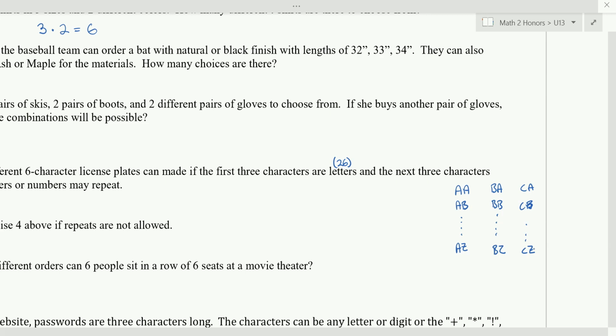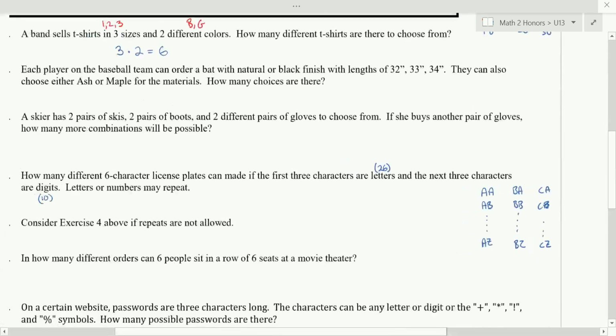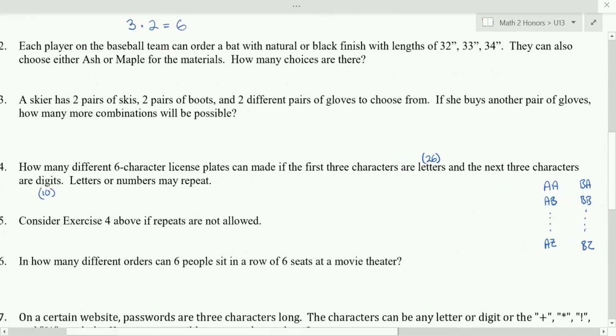That's just 2. Now we've got 6 characters that we want. But again, the fundamental counting principle says, hey, you multiply your possibilities together, and that simplifies the problem, okay? So we actually have 3 letters followed by 3 digits.